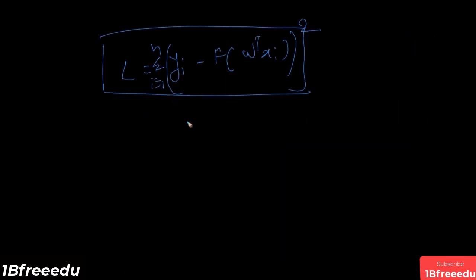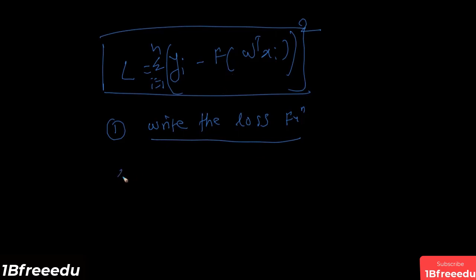Now I am writing the steps for training the neuron model. Training the neuron means finding the correct weights. So the first step is to define the loss function, write the loss function. So this is our general loss function.